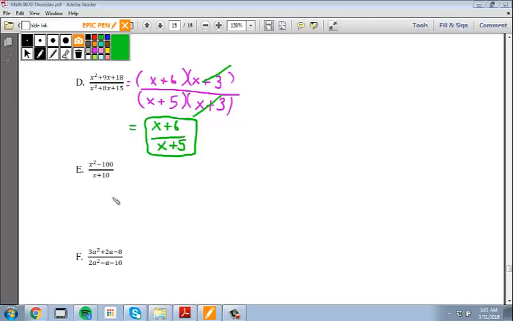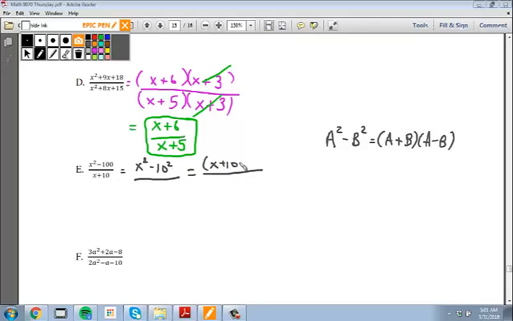Alright, let's look at E. In E, this is an exciting problem for me because we get to go back to the difference of squares formula again. A squared minus b squared is a plus b, a minus b. So in the numerator we have x squared minus 10 squared, which is x plus 10, x minus 10. And the denominator is still x plus 10. And again, look at how exciting this is. It is so thrilling to cancel those x plus 10s. And that leaves me with x minus 10.